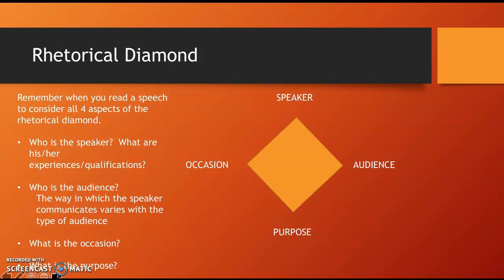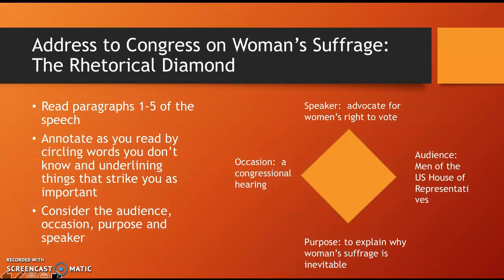Then, who is the audience? Men, women, this person's peers? Is it the reader? Or are we reading something that was to be delivered to a different audience? And then, of course, the purpose. In this particular speech, I want you to think about the rhetorical diamond as you read paragraphs 1 through 5. So pause me now while you read 1 through 5 and annotate as you read by circling words you don't know and underlining things that strike you as important. Consider the audience, the occasion, the purpose, and the speaker.